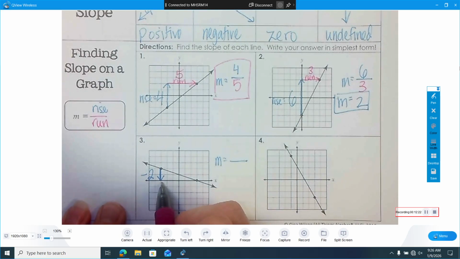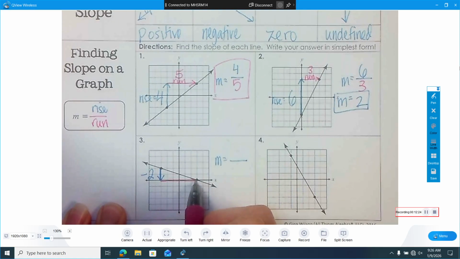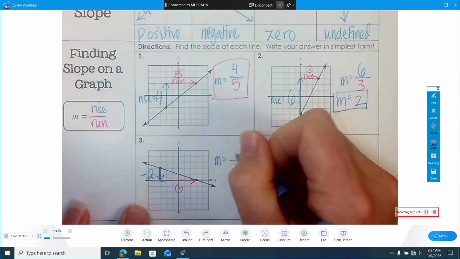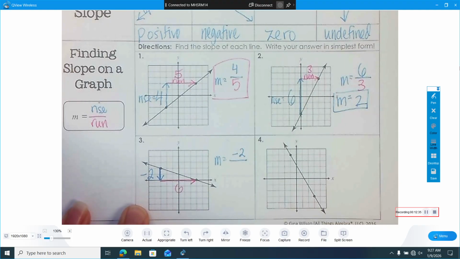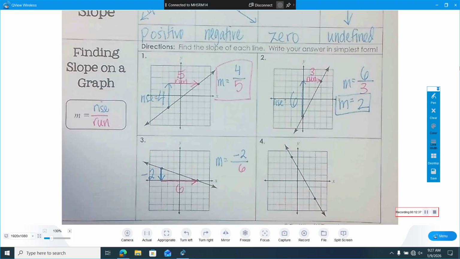Since we're going down, the rise is negative. And then I have to go horizontally. How far am I running? Yeah, 1, 2, 3, 4, 5, 6. So that is a run of 6. So here my rise is negative 2 and my run is 6.